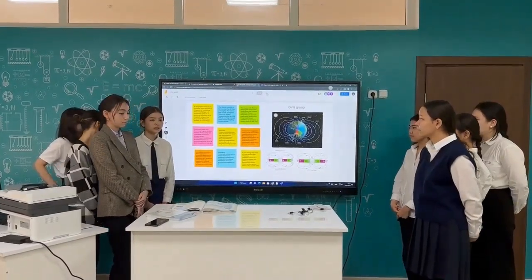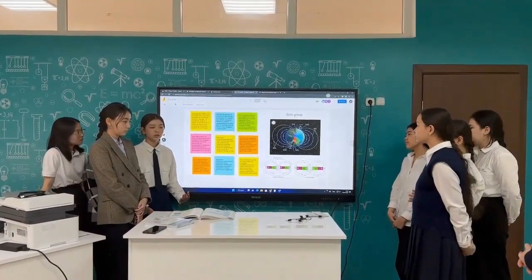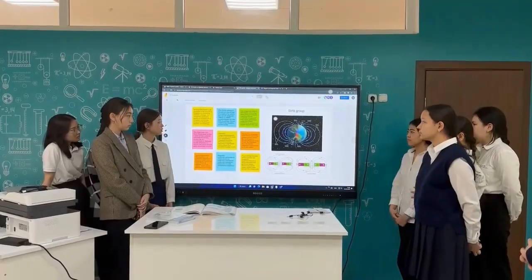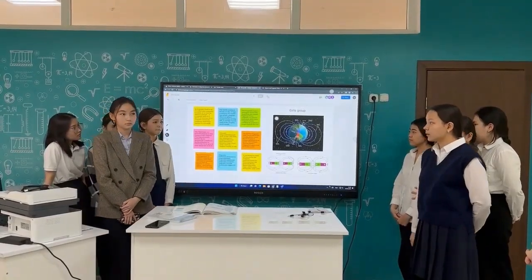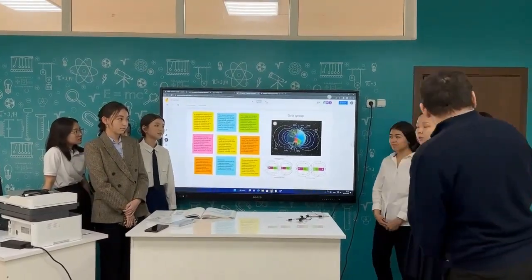And the next students. Magnetic field is an invisible area around a magnet or moving electric charge. Excellent. Oh, electric current. Excellent, my students. Sit down in your place. And the next students.